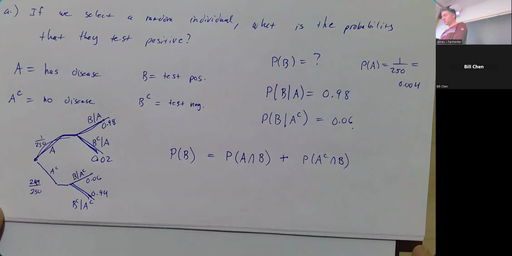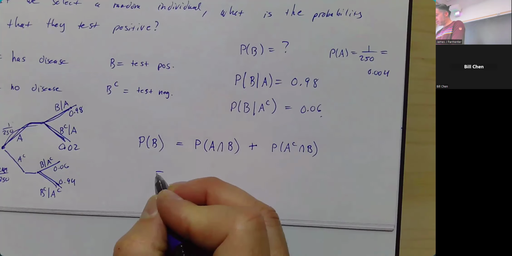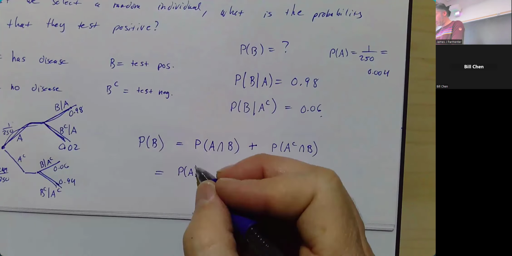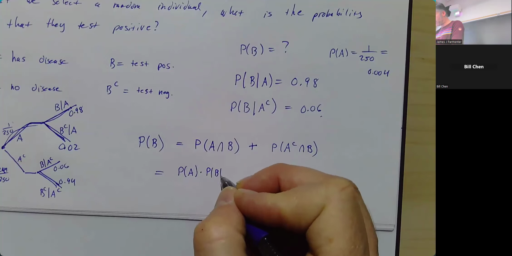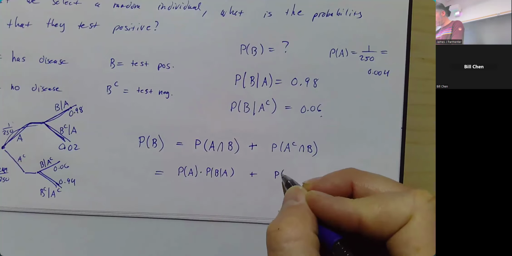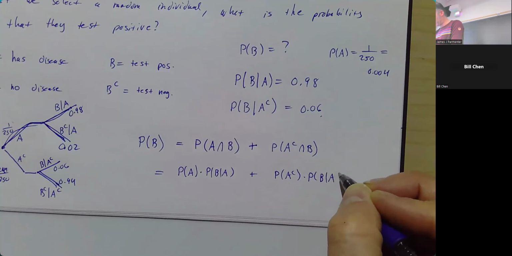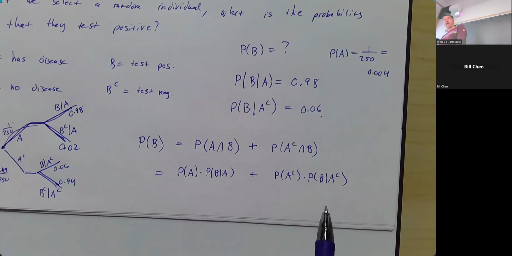But really what this amounts to is the probability of A times the probability of B given A, plus the probability of A complement times the probability of B given A complement. This is the more formulaic way of doing it that I'm writing out so you can see it, but I would almost never actually write this formula.